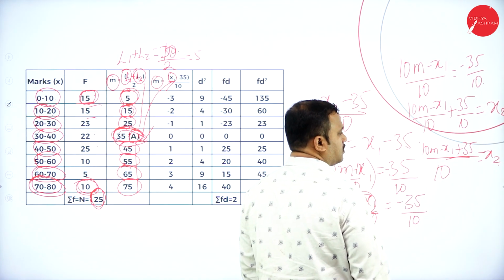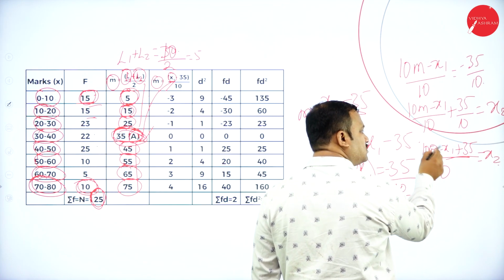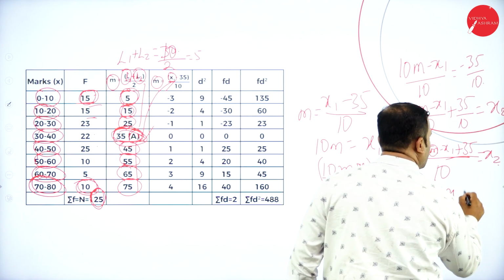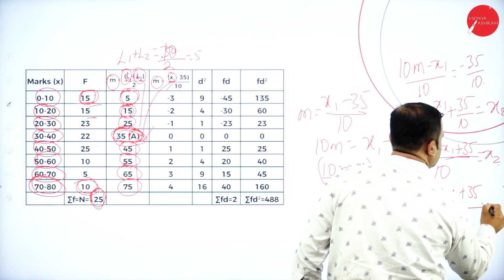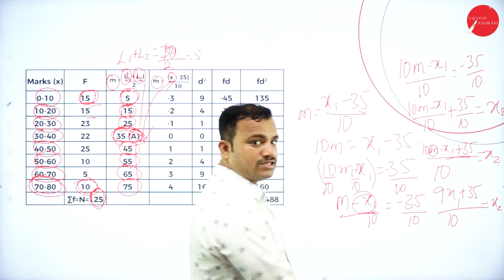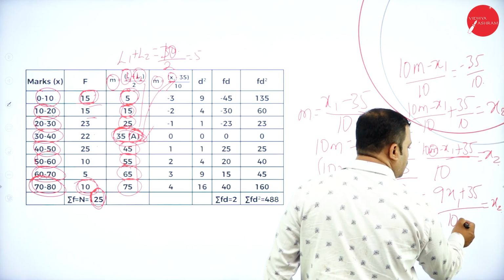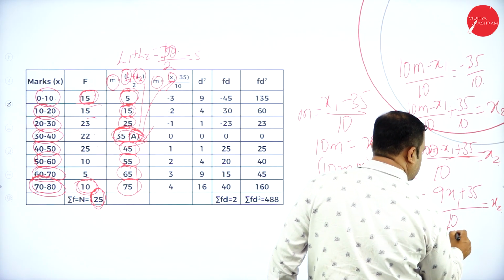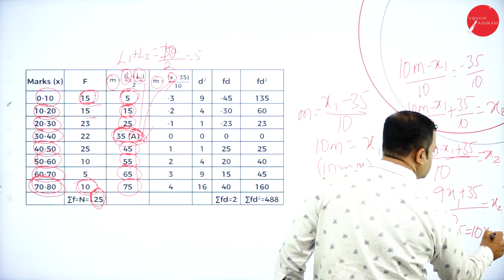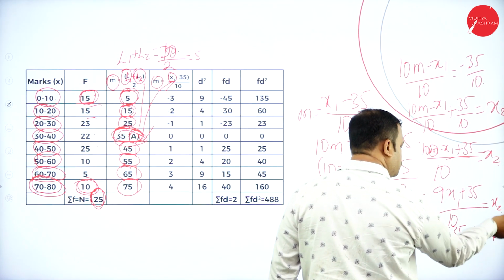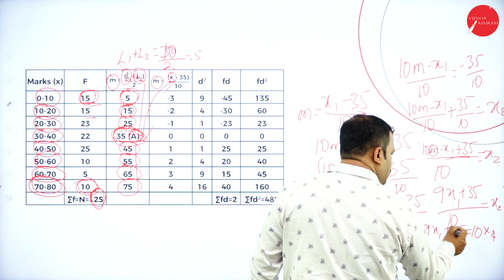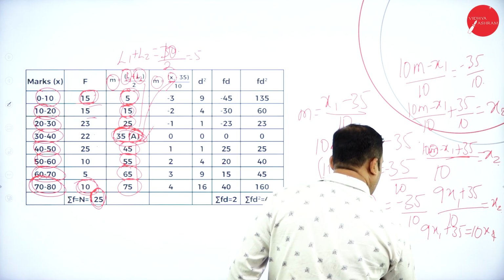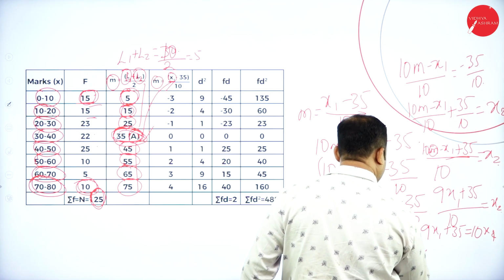We have these terms here. If I replace this m by some term, that is x1, I'll get 10x1 minus x1, which is 9x1 plus 35 by 10 is equal to x2. If that is the case, we have this formula like this. Now, let me do the calculations. That is 9x1 plus 35 is equal to 10x2. If I replace this x2 by x1, it becomes 10x1. Now, 10x1 minus 9x1 is equal to what? That is x1 is equal to 35.